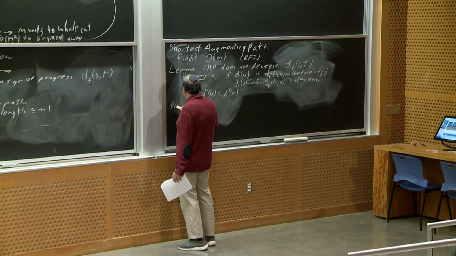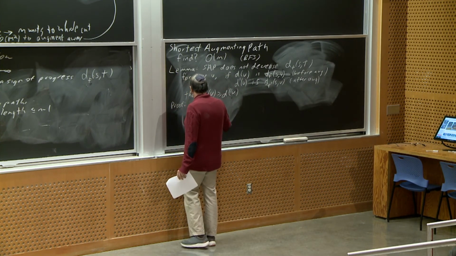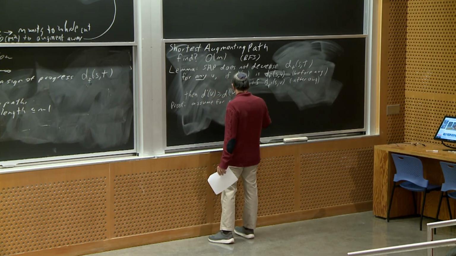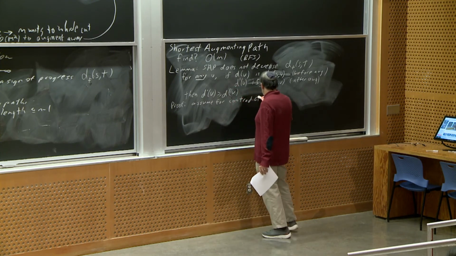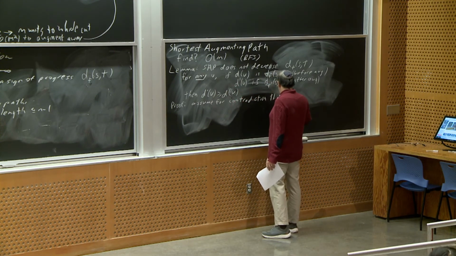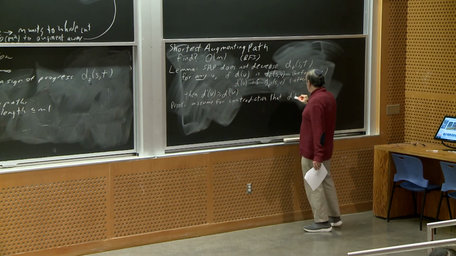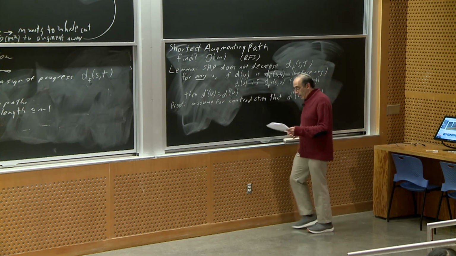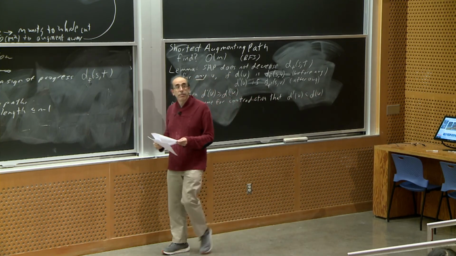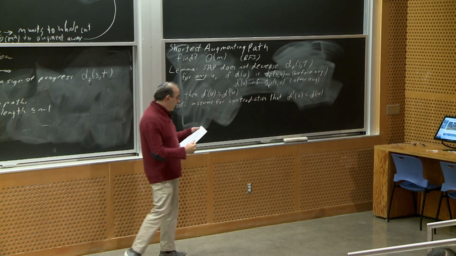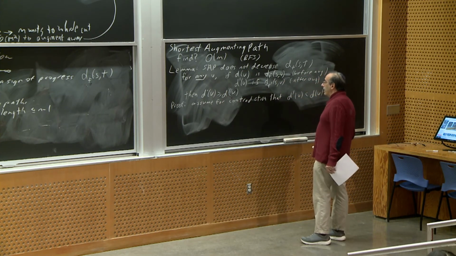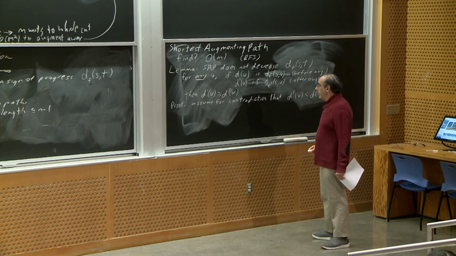To prove this, I'm going to assume for contradiction that d prime of v is less than d of v, and derive a contradiction. So let's start drawing pictures. Okay. So how did this happen when we did our augmenting path?